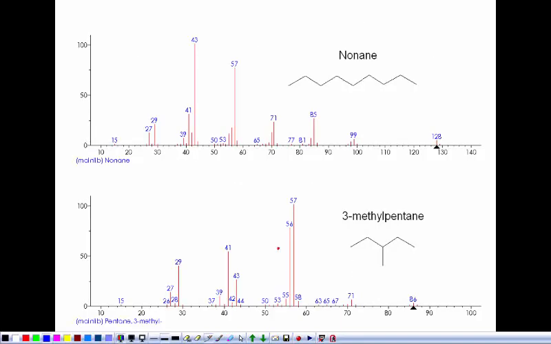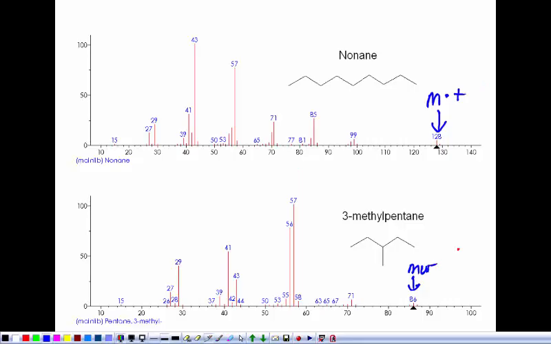So if we look at a couple of alkanes, nonane and 3-methylpentane, these are their real mass spectra. And when we look at a mass spectrum, what we try to do is find the peak that's all the way to the right. The peak that's all the way to the right is the M dot plus peak, and that gives us the molecular weight of the molecule. So nonane weighs 128, and 3-methylpentane weighs 86. Okay, that's its molecular weight.